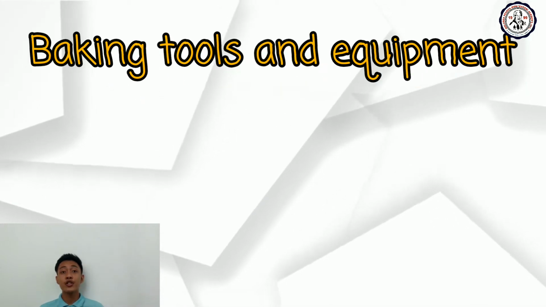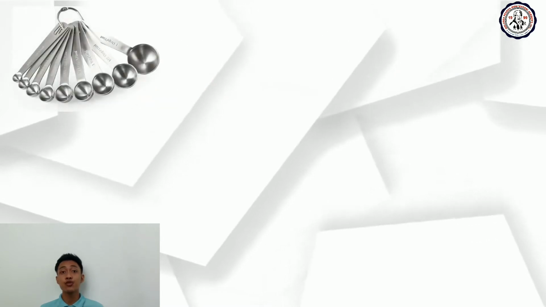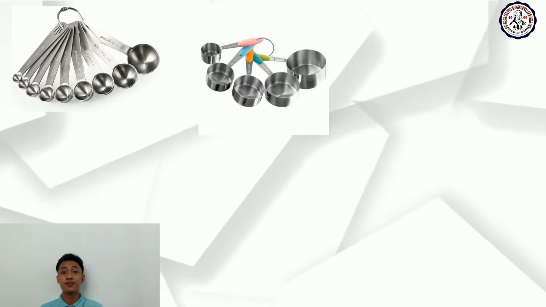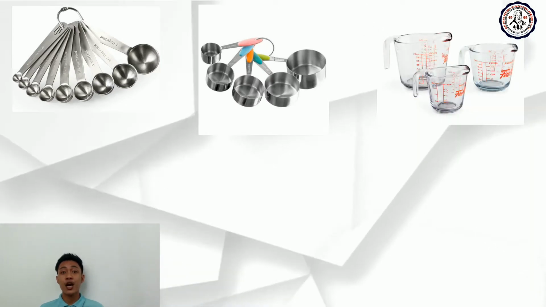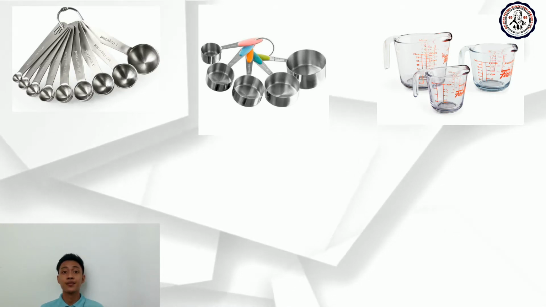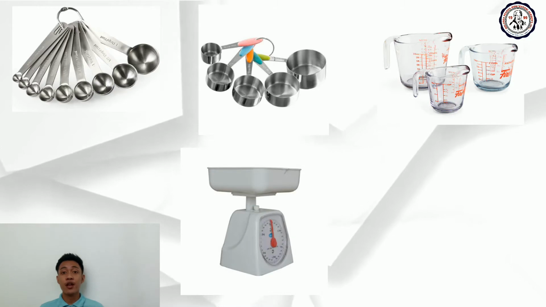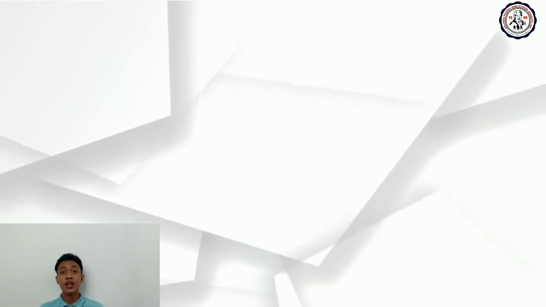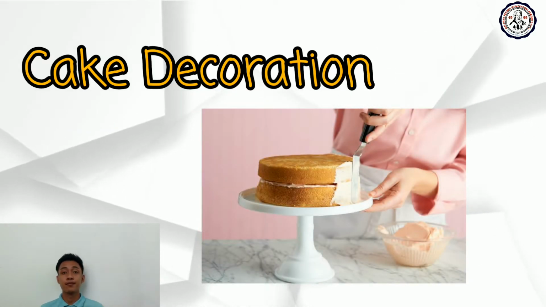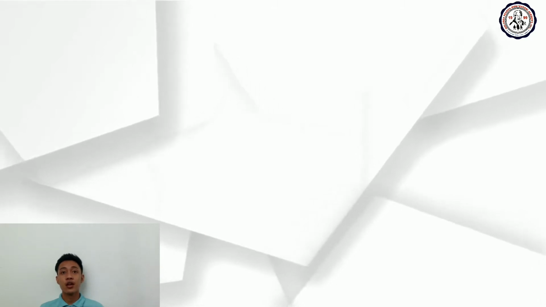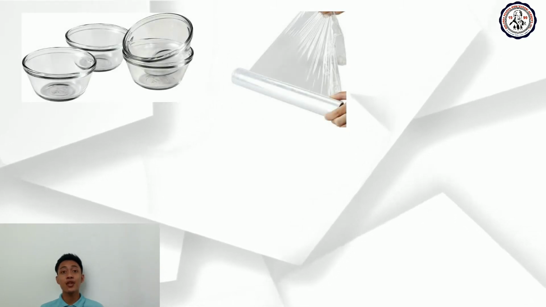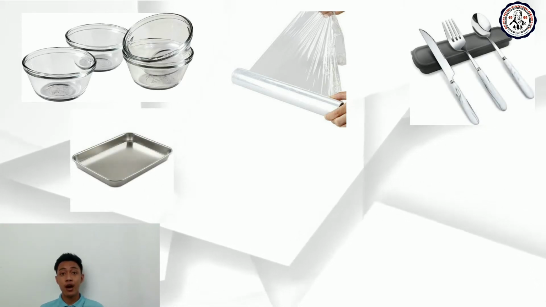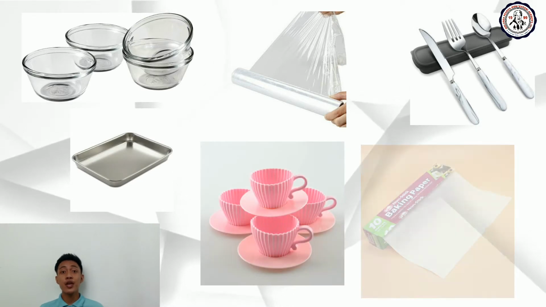Baking tools and equipment for measuring are a set of measuring spoons, a set of nested measuring cups for dry ingredients, a liquid measuring cup made of glass, weighing scale, oven thermometer, timer. Cake decoration toolkit. Custard cups, plastic wrap, table knife, fork, and spoon. Utility tray, cups and saucers. Parchment paper.